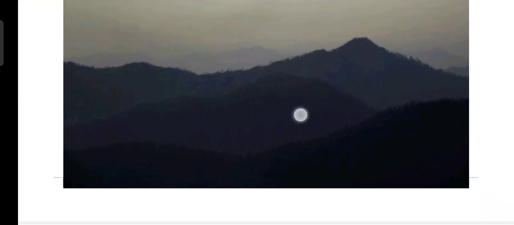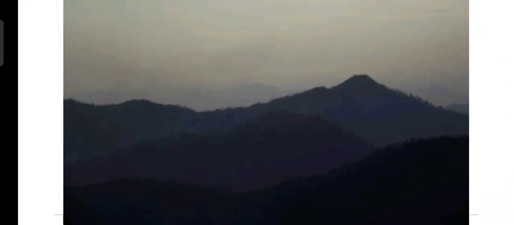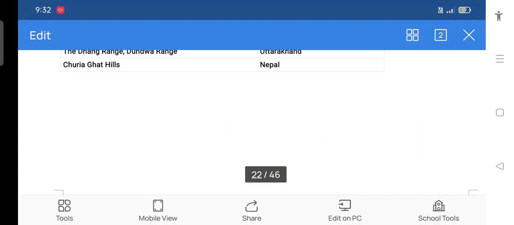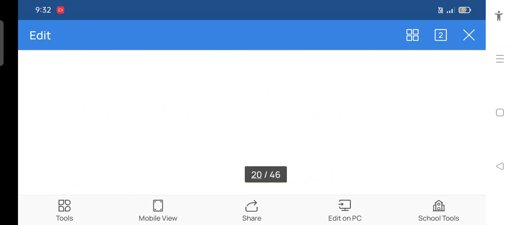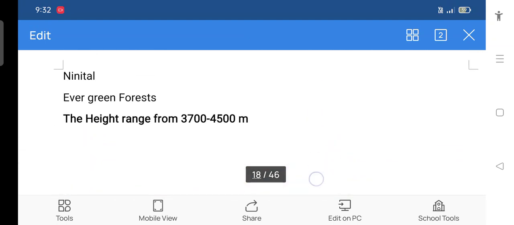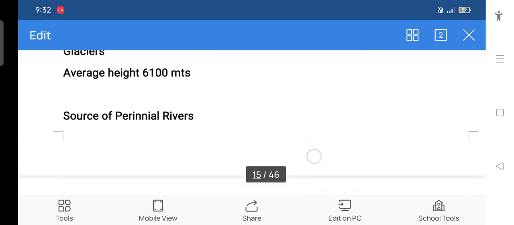Okay, these are some pictures of the Shivalik range, children. Okay, did you get it? Today we are discussing the Himalayas. The Himalayas extend from the western direction to the eastern direction.